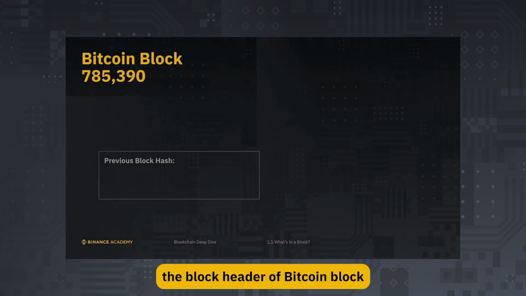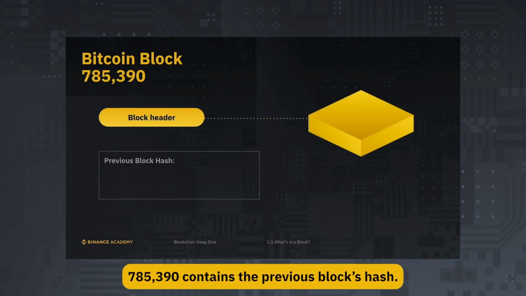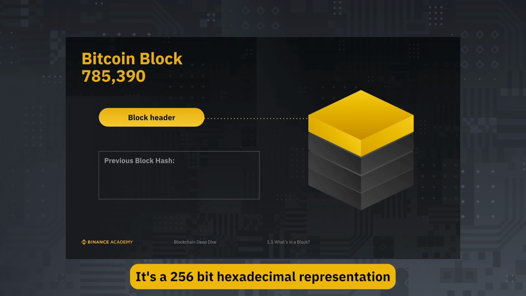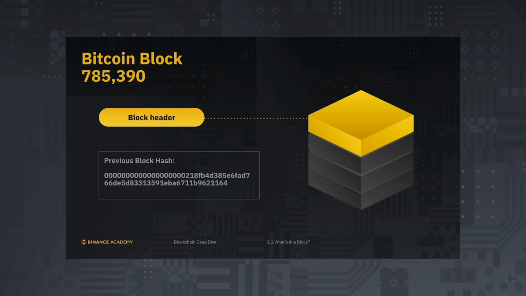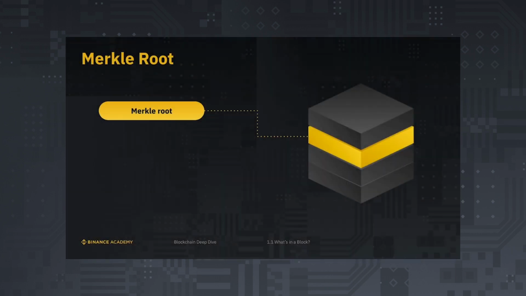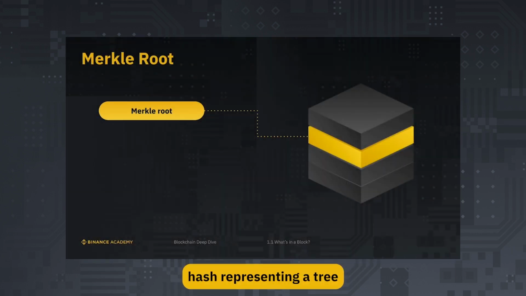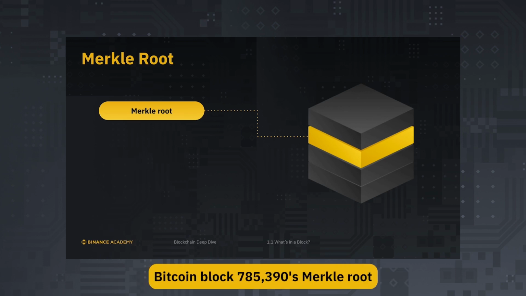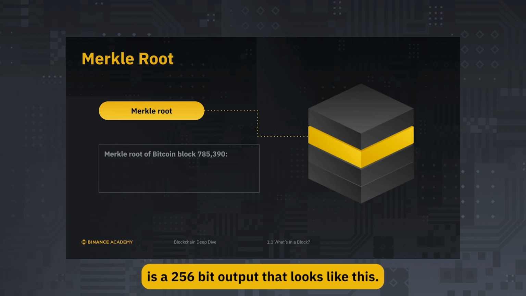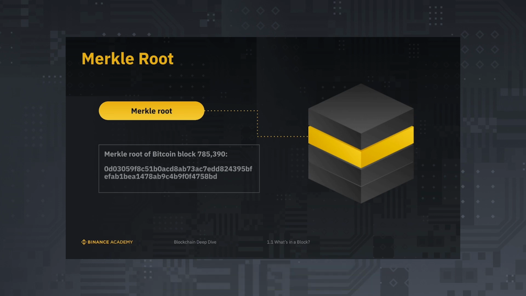For instance, the block header of Bitcoin block 785,390 contains the previous block's hash. It's a 256-bit hexadecimal representation that looks like this. A Merkle root is a cryptographic hash representing a tree of all the transaction hashes within the block. Bitcoin block 785,390's Merkle root is a 256-bit output that looks like this.